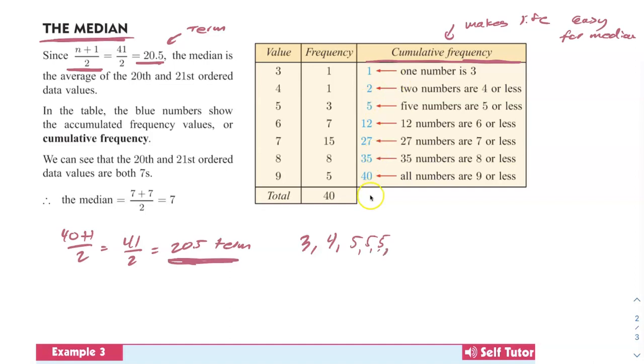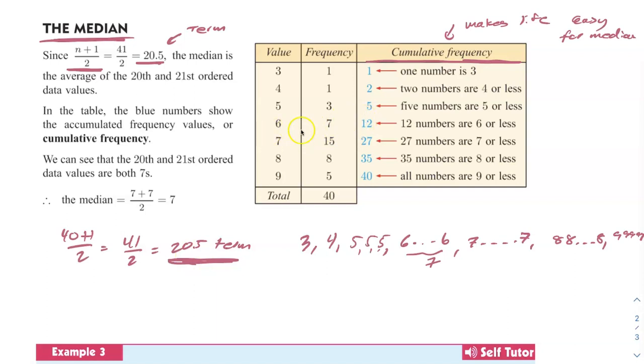But then I'm not going to want to write all the 6s. There's 7 6s, so there's 6, 6, 7 times. There's going to be a bunch of 7s, and then a bunch of 8s, and then a bunch of 9s. That's too cumbersome to write. So all we can try to do is figure it out from here. So here's my cumulative frequency. I have 40 total. I'm looking for the 20.5 term. Where does that fall?